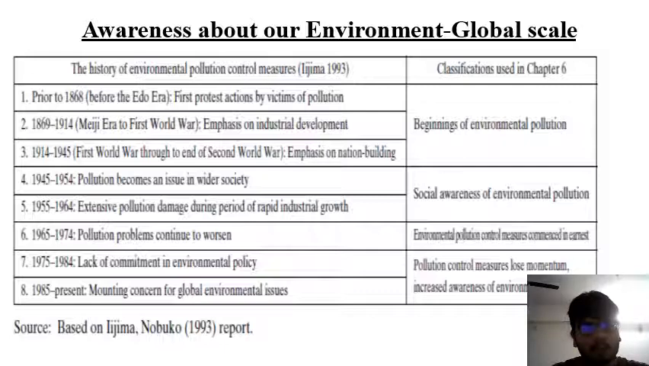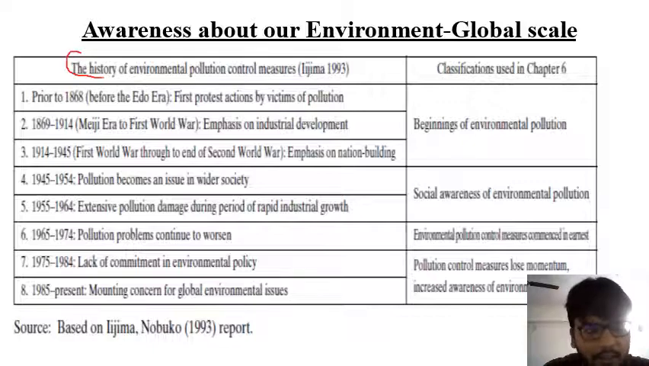Now, what is the importance of awareness about our environmental sciences, right? So on a global scale, we also have to see what the awareness about our environment is. Okay, so this basically shows the history of environmental pollution control measures in the 1990s, right? So in the 19th century, what are the different environmental pollution control measures that have been taken? Okay, so these are the different measures.